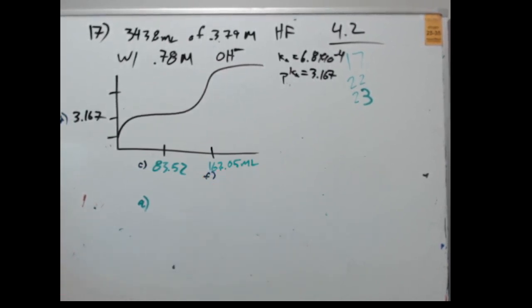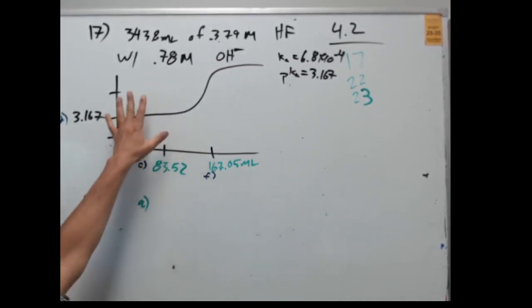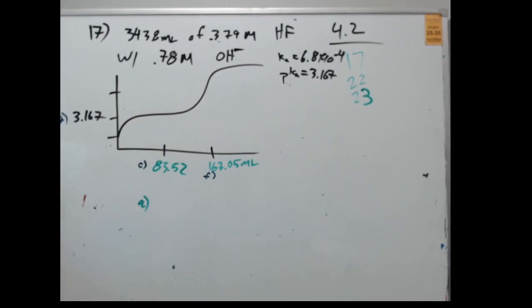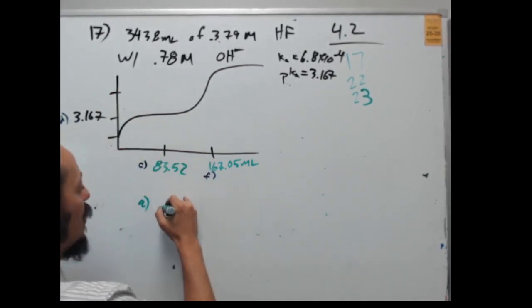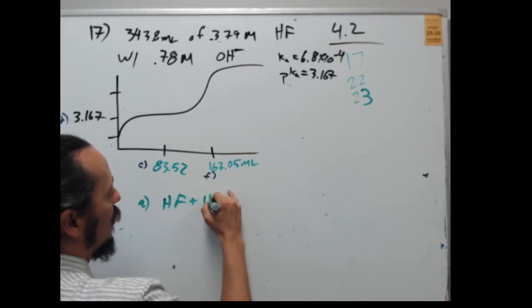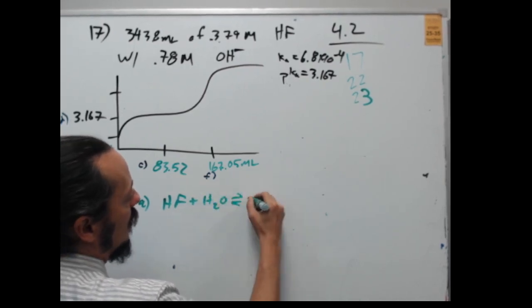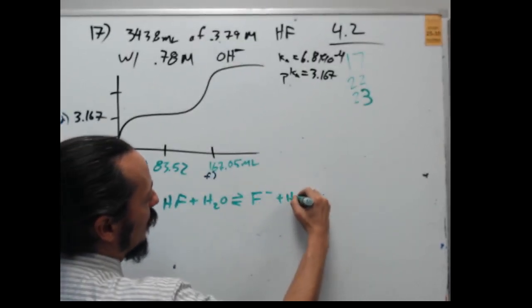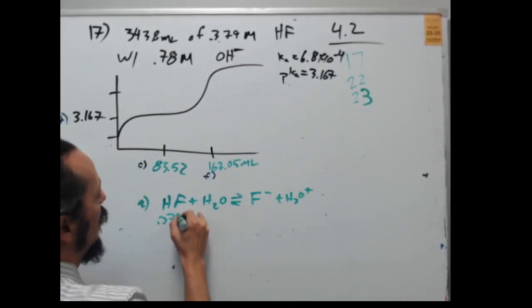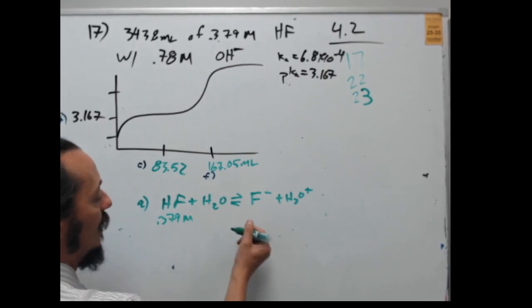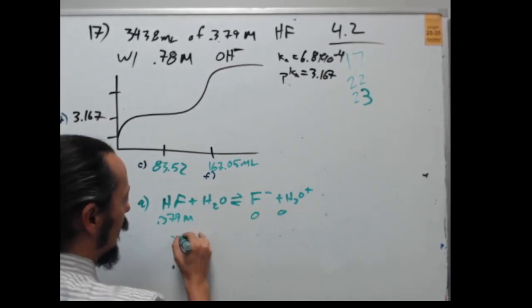At this point, the rest of the parts can go in any order, and we'll use this as reference for whether our answers make sense or not, as a ballpark. For part A, it's just HF plus H2O goes to F minus plus H3O plus. We've got our 0.379. We are just doing equilibrium.